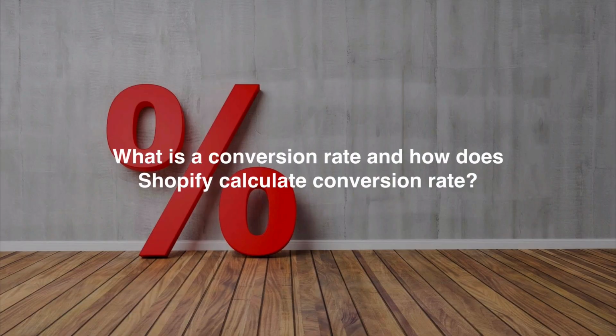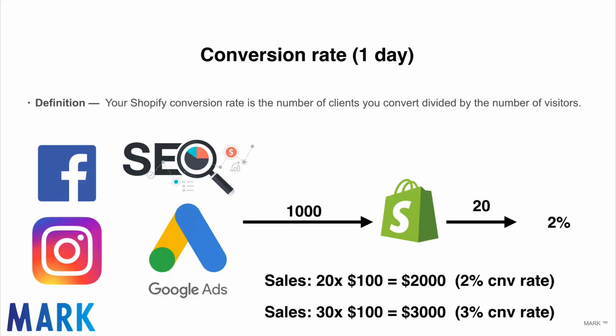All right. So what is a conversion rate and how does Shopify calculate conversion rate? The definition. So what's a conversion rate, guys? Your Shopify conversion rate is the number of clients you convert divided by the number of visitors. So let's say that you're driving traffic to your Shopify store, maybe from Facebook ads, maybe from SEO, maybe from Instagram, etc. You're driving 1,000 people to your Shopify store. And then only 20 of them buy. So that's a 2% conversion rate.